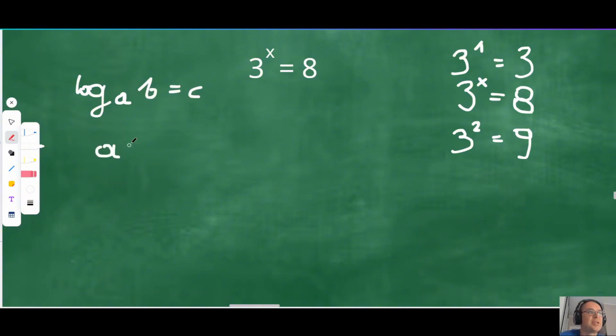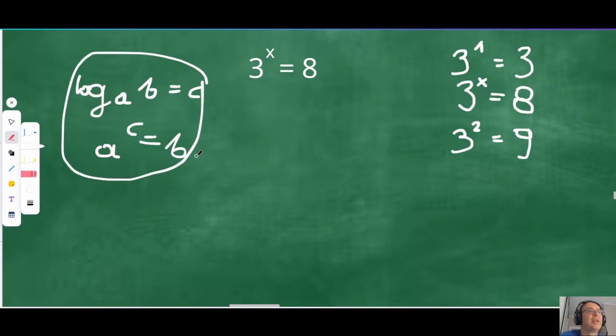Or, another way to write this is that a to the power of c equals b. So, if we have a logarithm with base a of b, it equals c. If we write these numbers in this order, then together that is the definition of logarithms. Now, notice that we have this specific expression here. So we could write this logarithm with base 3 of 8 as our x.